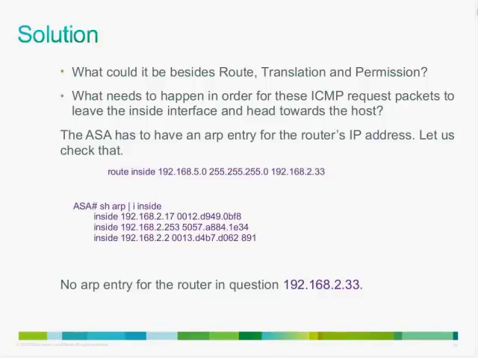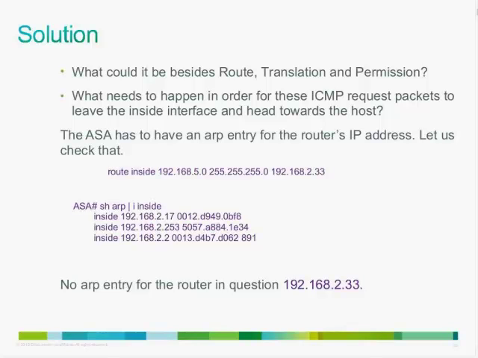What do we need to see? Our route is clearly saying that the 192.168.5.0 network lives behind that router, 192.168.2.33. So we should be able to see an ARP entry for that L3 hop on the inside interface. Do we see that? Do we run show arp and pipe include for the inside? There are very few hosts. 2.2 is probably a PC, and 17 and 253 are two other routers that are routing traffic to other networks, but not to the 192.168.5.0 network.